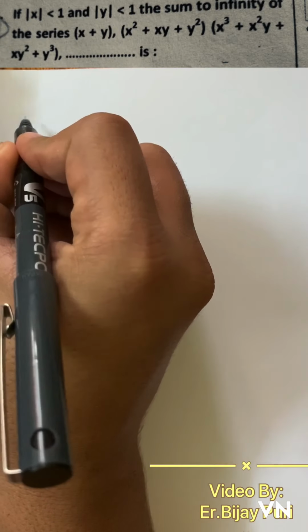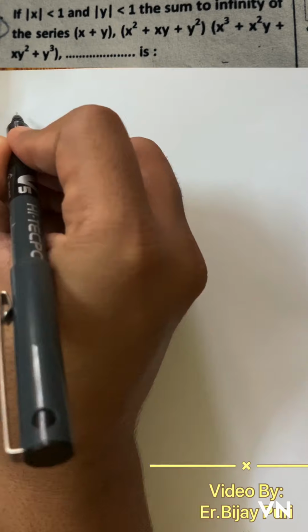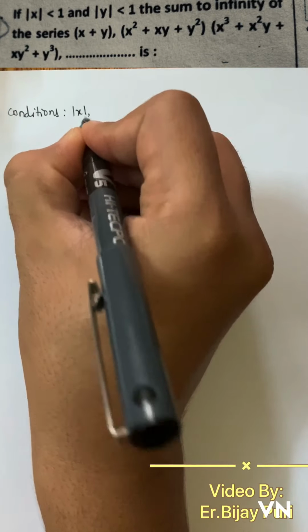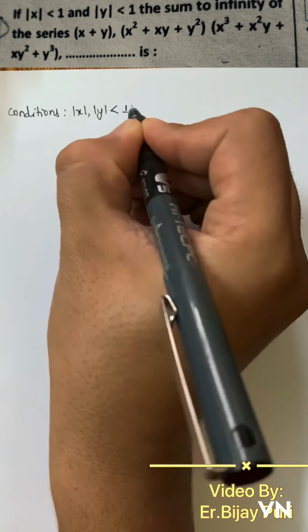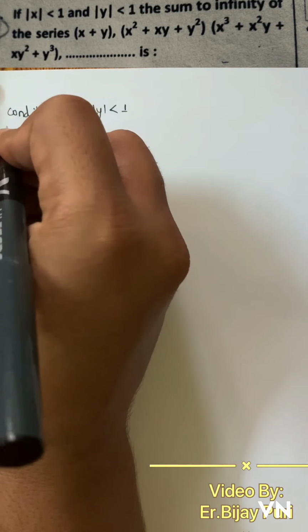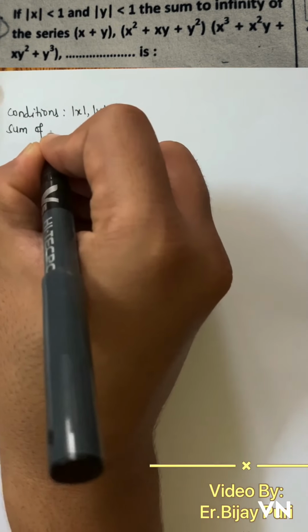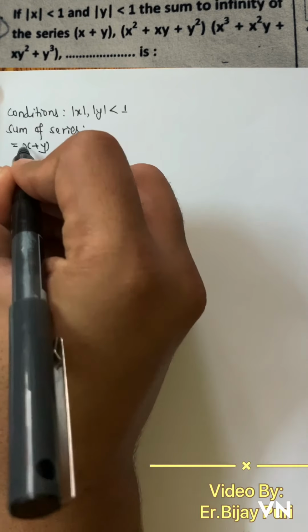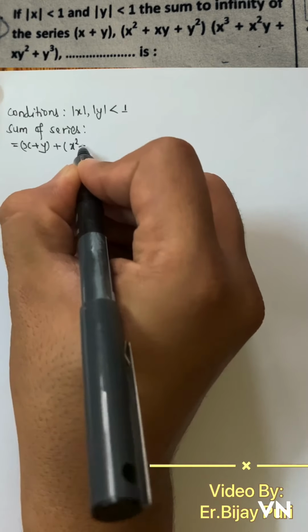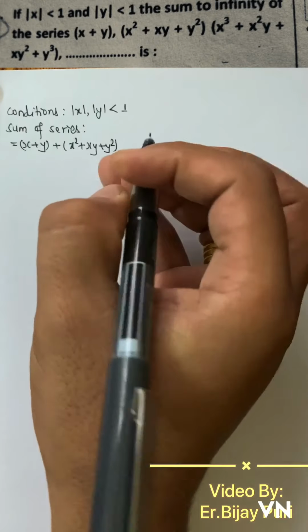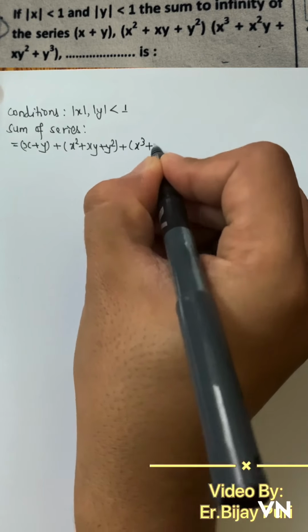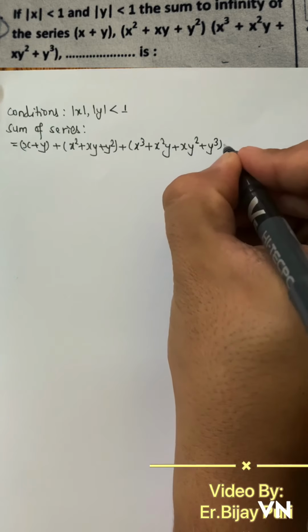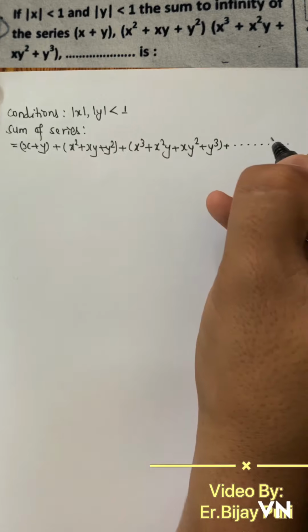So the given conditions are modulus of x and modulus of y are less than 1. So we have to find the sum of the series. So what is the series? x plus y plus x square plus xy plus y square plus x cube plus x square y plus xy square plus y cube, and terms to infinity.